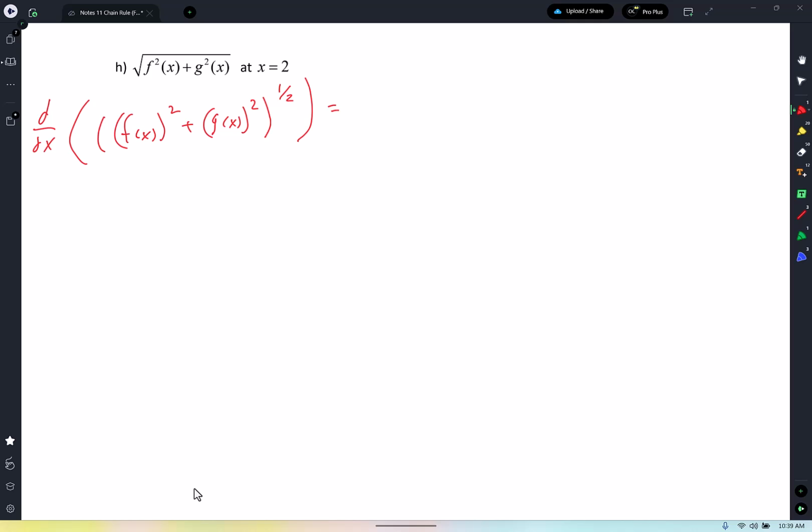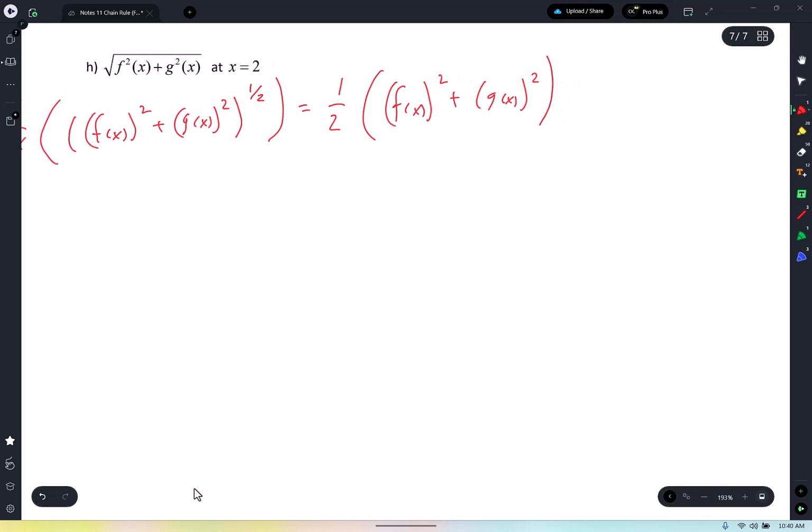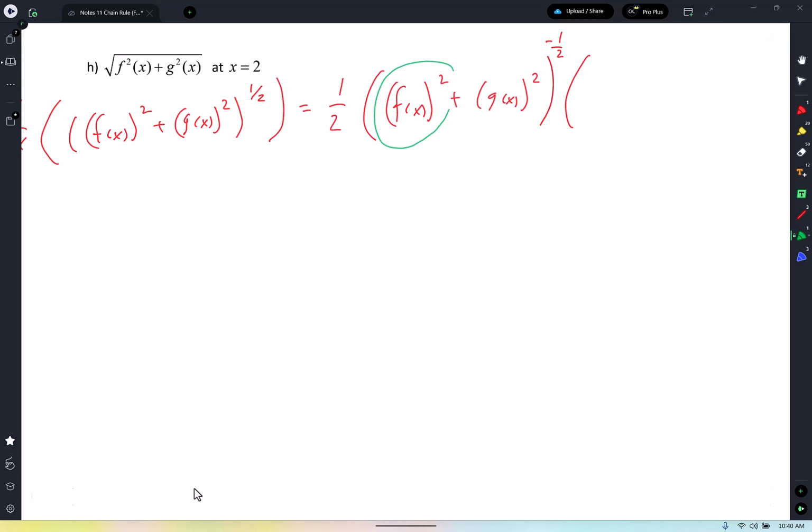Bring the half to the front. 1/2, giant parenthesis, f of x squared plus g of x squared, close it to what power? Negative 1/2. Am I done? No. Then I got to take the derivative of this guy right here.